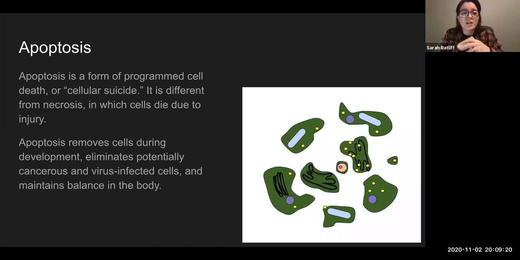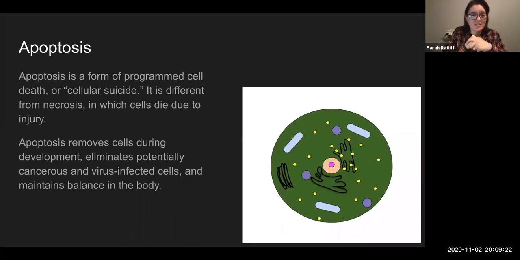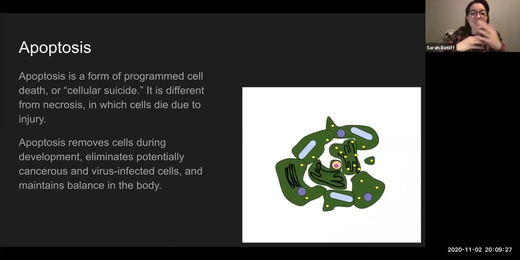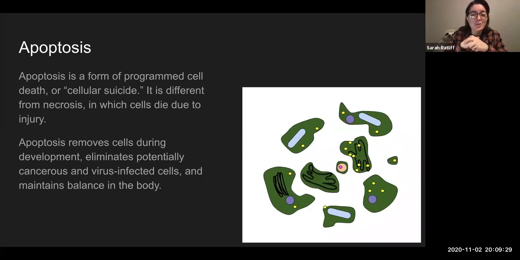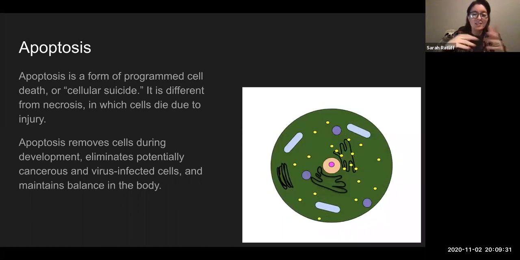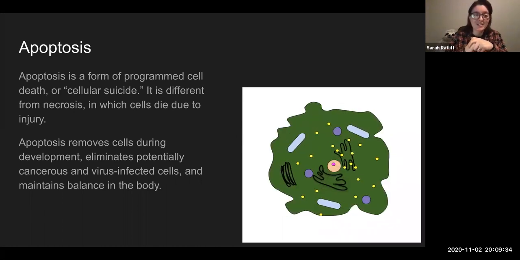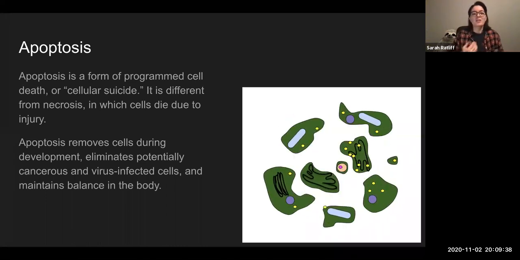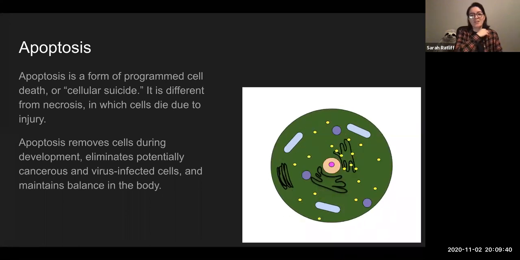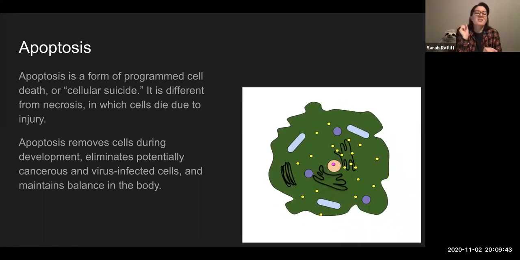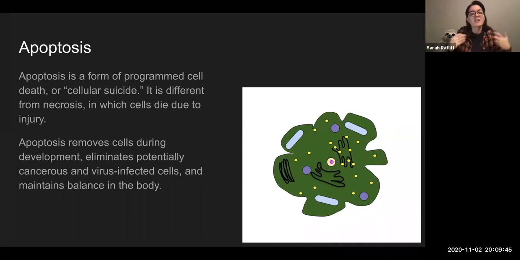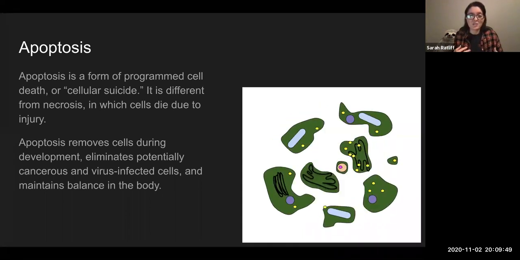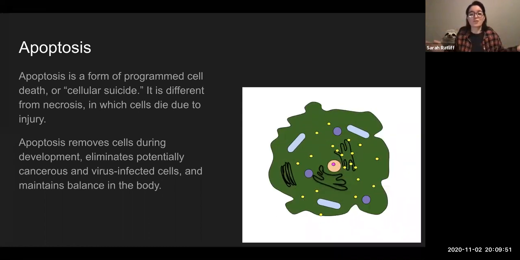Now, the last bit I want to talk about is something called apoptosis. I think it's really funny sounding and it's fun to talk about. But essentially, it is programmed cell death, or it's often called cellular suicide. So necrosis is something that happens like when you cut your arm open and those cells are just like, I'm really gross and I'm gonna die. Cellular suicide means something is wrong with that cell, so it's going to self-destruct.